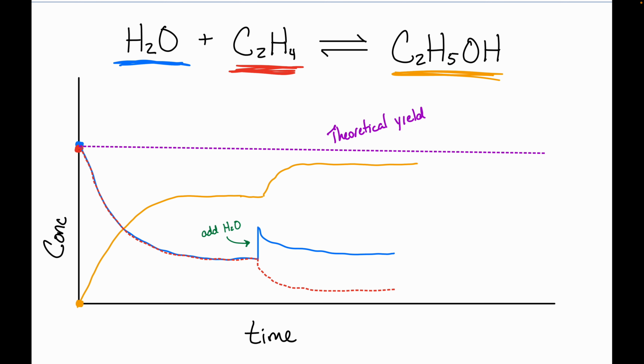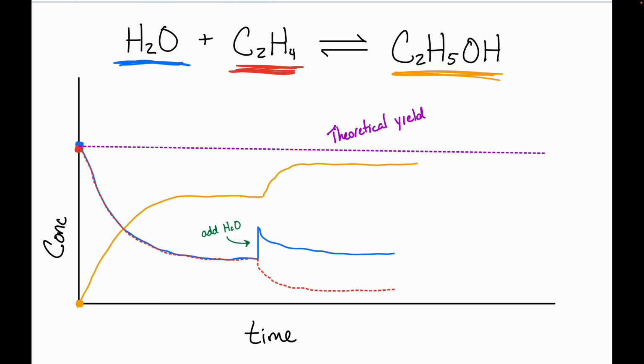In this case it's going to be the red one. We don't want to use too much of that. That's the expensive one, whatever. So that's going to be limiting. That's going to tell us what our theoretical yield is. But we want to get as close to that theoretical yield as possible. And we can crank up the other one, and that gets us that much closer, right?